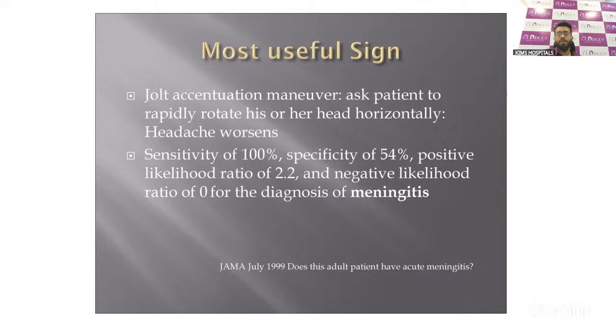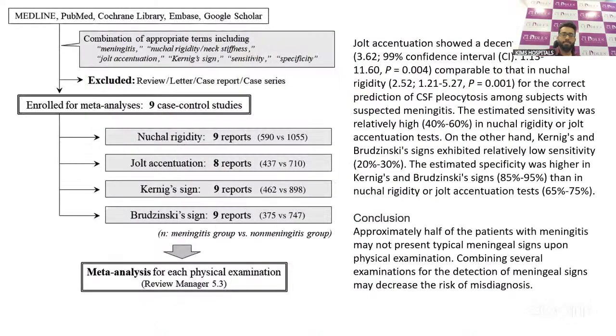Ask the patient to rapidly rotate his head horizontally. If the headache worsens, it's positive. The sensitivity according to them is 100%. Specificity is 54% because any sort of meningeal irritation will produce this pain. So this doesn't point directly towards meningitis, but it points towards some pathology. Sensitivity is high, but the specificity is not that high.